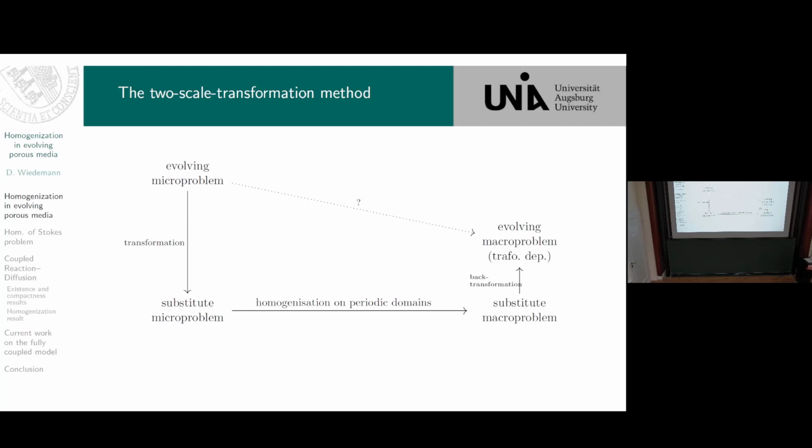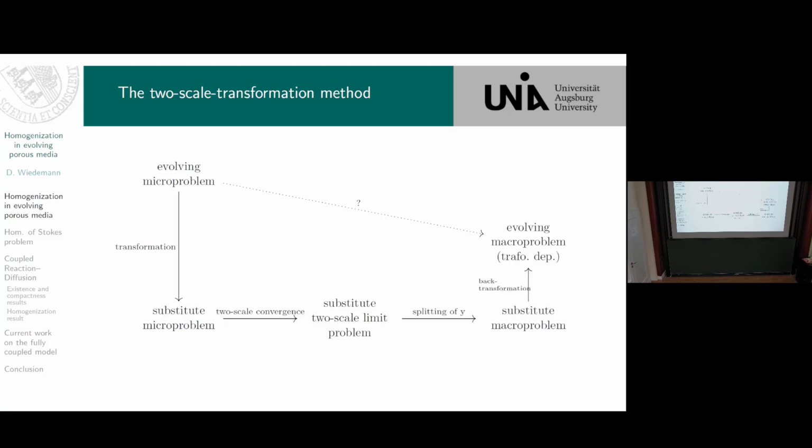And it's not clear how they can cancel out. But if we think back at the homogenization, we have seen that in between here, we have this two-scale limit problem, which we got by applying the two-scale convergence. And then we had split the y variable.